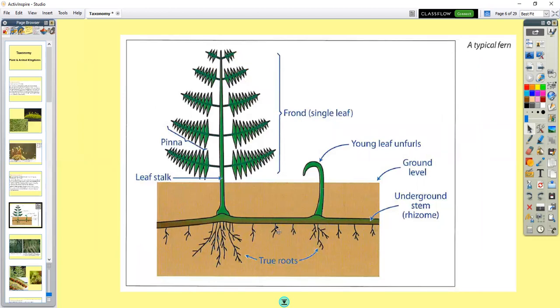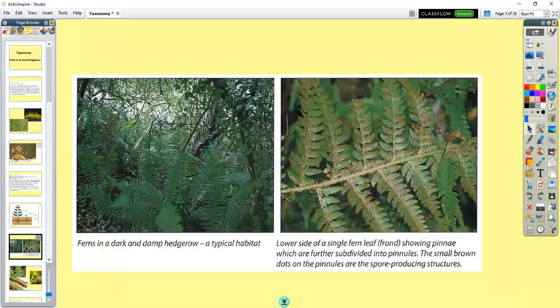Okay, ferns have this type of structure here, so they do have true roots. They tend to have an underground stem, which is known as a rhizome. Okay, from which other young ferns can grow. The bit that's seen above the ground is known as the frond. Okay, and they have these sort of almost like leaves with a pinna structure, and that sort of spiky structure that you would see of typical types of ferns.